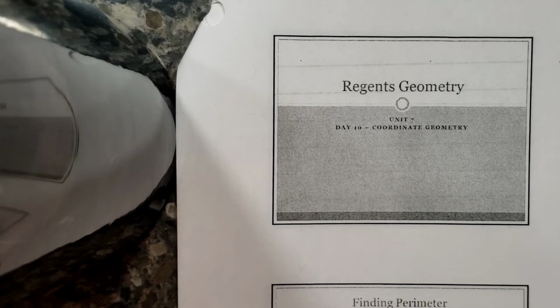We are going to be talking today about area and perimeter in the coordinate plane. Unit 7, Day 10 on your PowerPoint presentations. I'm going to go through this. It's not going to be long. It's actually, I don't want to say self-explanatory, but the slides take care of it pretty well.